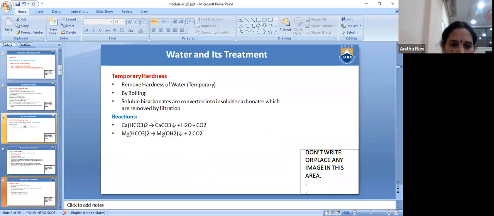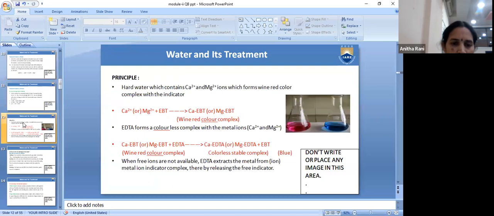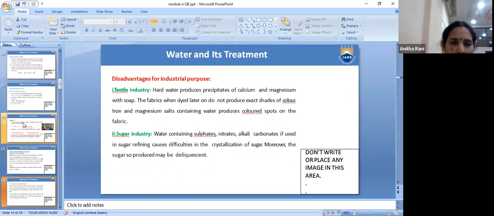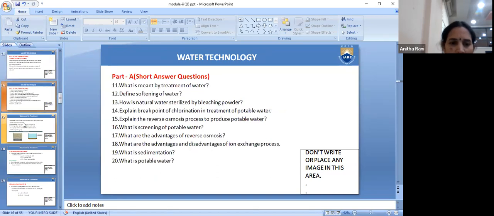Next. So I gave the types of hardness here in the PPT. Ion exchange method also I gave as an example. So, compare soft water and hard water.